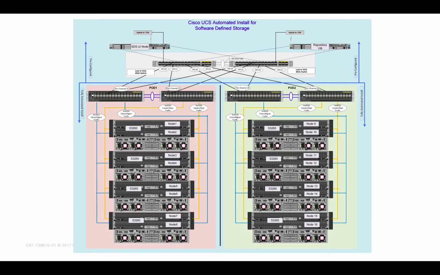The architecture consists of a pair of Nexus switches and two UCS domains. The repository VM and the SDS UI nodes are pre-configured along with the Nexus switches. Anything below and including the F5s are automatically installed in the process.